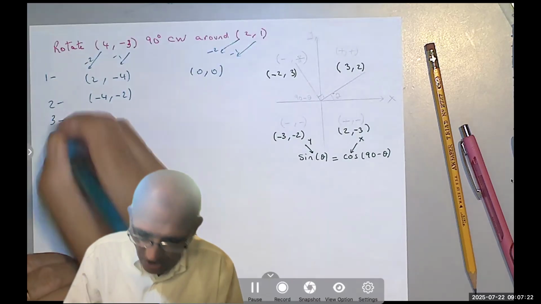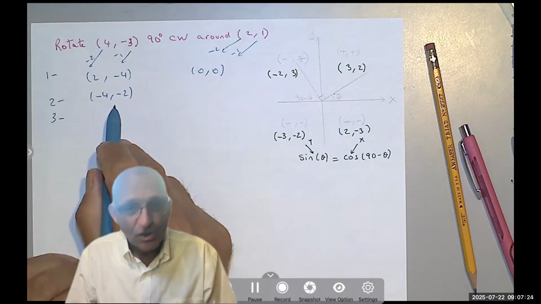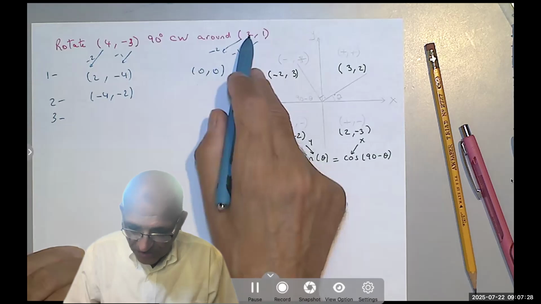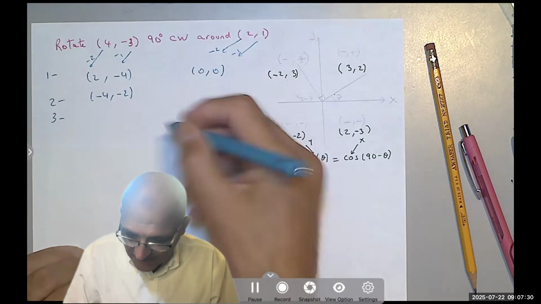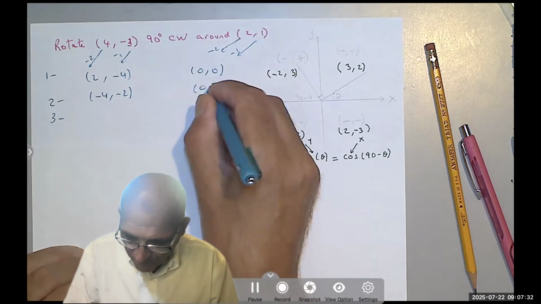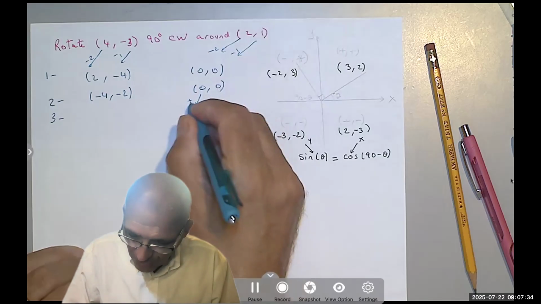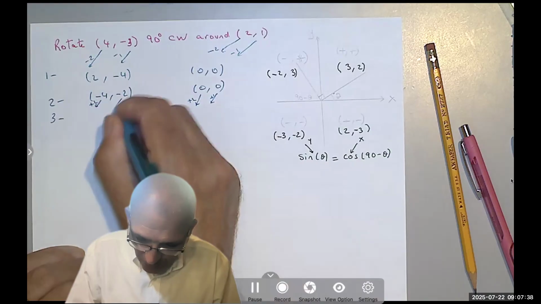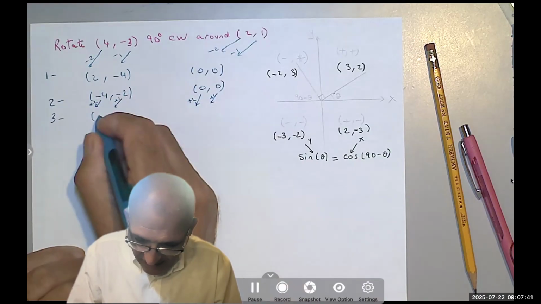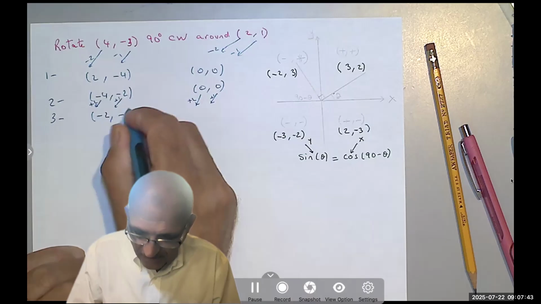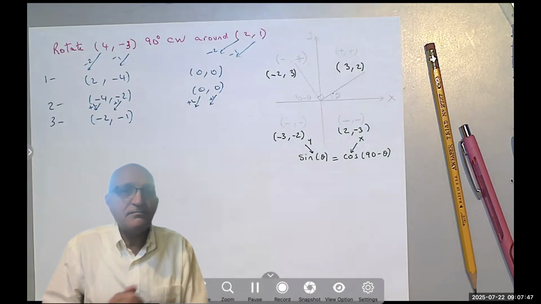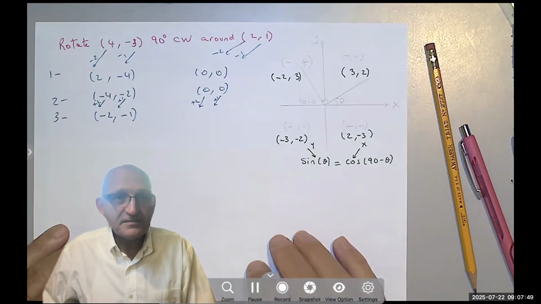And then you say, oh, but that's not the answer. Notice, I moved this point to 0 and 0. So to return it back, I'm going to add 2 and add 1. So let's add 2 and add 1. I end up with negative 2 and negative 1. That's it. You see how easy it is?